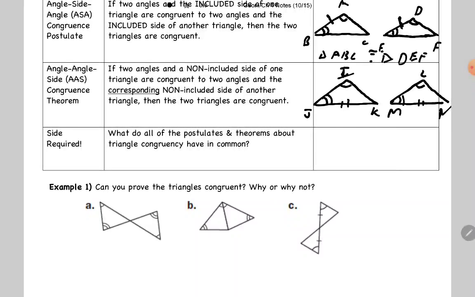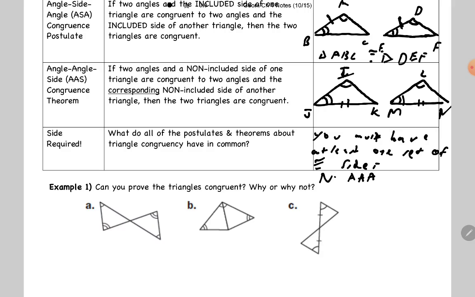So what do all postulates and theorems about triangle congruency have in common? You must have at least one set of congruent sides. So there is no AAA, sadly. No AAA postulate.